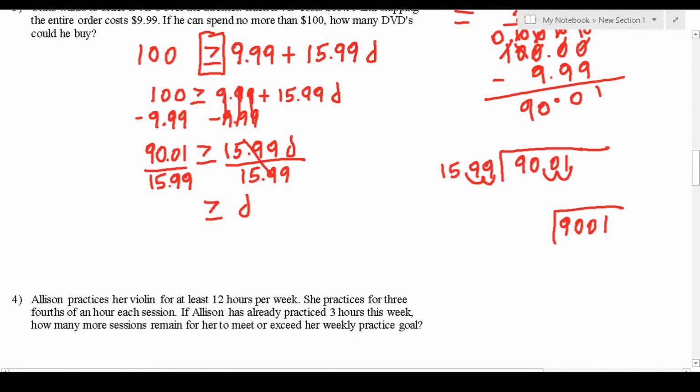9,001 divided by 1,599. And on the ASVAB, you are going to see questions in which you're going to have to do division like this. So just be prepared for it. It's better to see it now than later, because now you can actually work on it and make mistakes without being penalized for it. But that said, let's go ahead and start working on this long division.